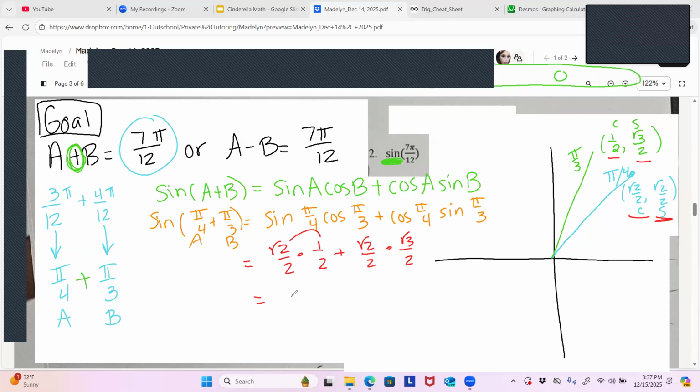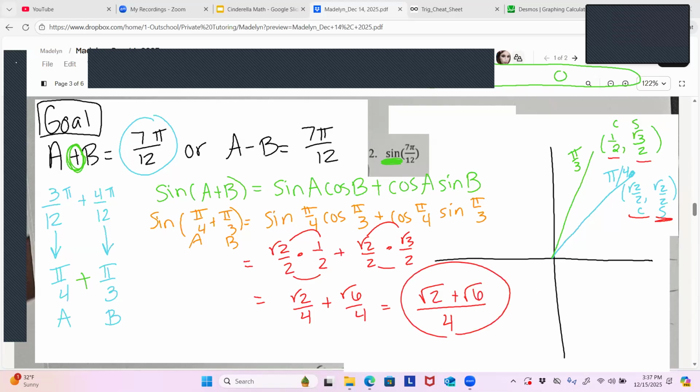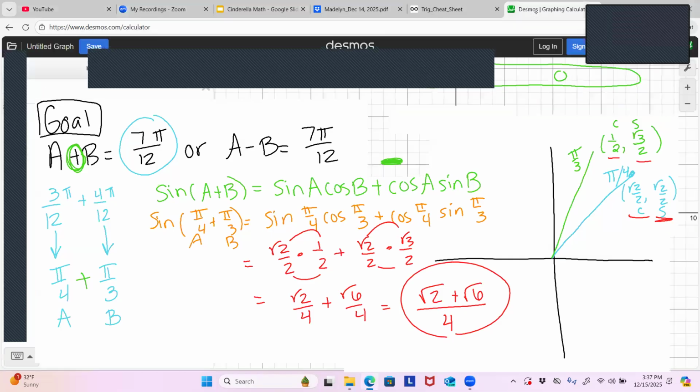Multiply across the top, that would be root 2. Across the bottom would be 4. Across the top would be root 6. Across the bottom would be 4. Again, they have a common denominator, so we can do a jumbo fraction. Root 2 plus root 6 over 4. Yes, that is what we got on number 1. That's a coincidence. And again, we can check. I'm not going to check all these, by the way. So that was sine of 7 pi over 12.